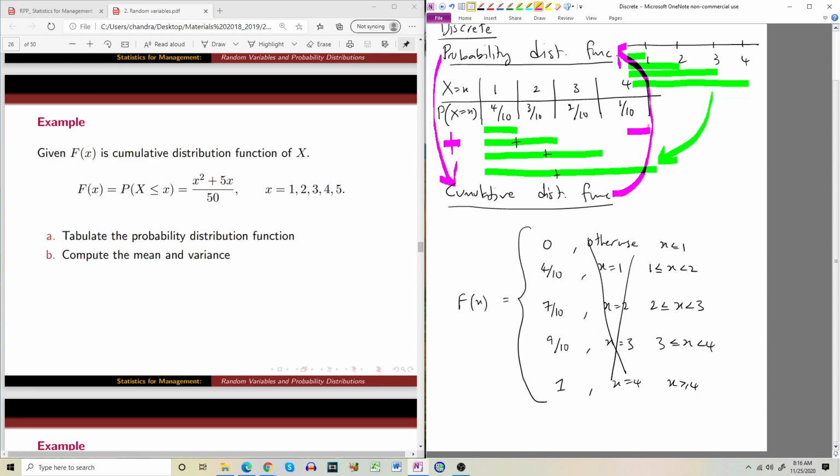That's where example 1 comes. You have to do the reverse, because all the way when you want to find mean and variance, of course we have to use the probability distribution function. But in example 1, there is no probability distribution function. There is a cumulative distribution function. So you have to use the cumulative distribution function to find the probability distribution function. So let us do example 1 now, and we finish with discrete and we move on to continuous variable.